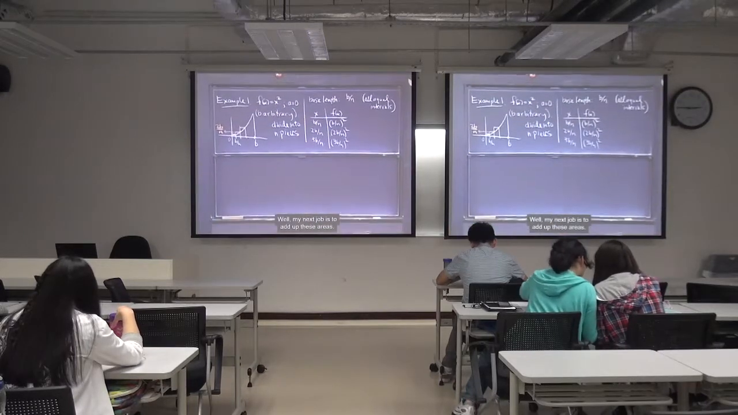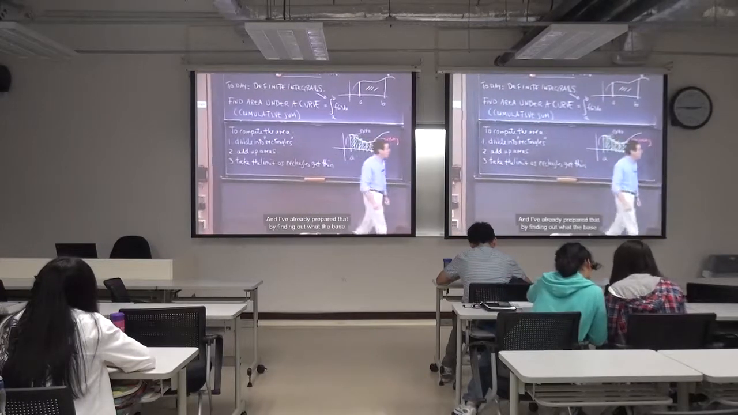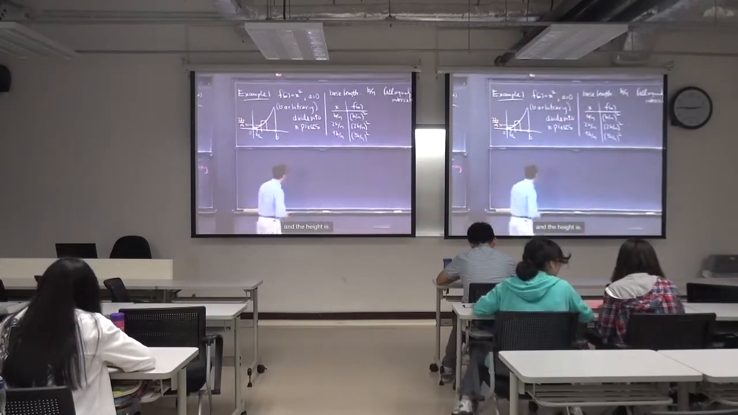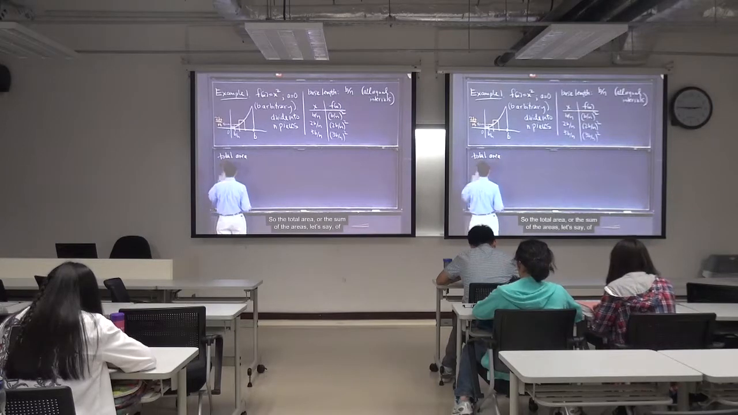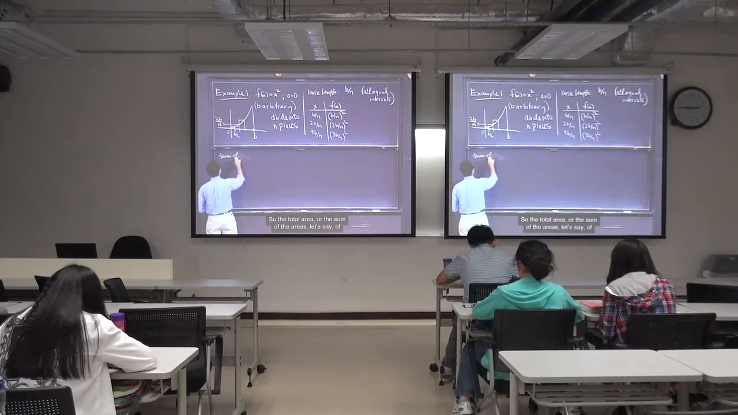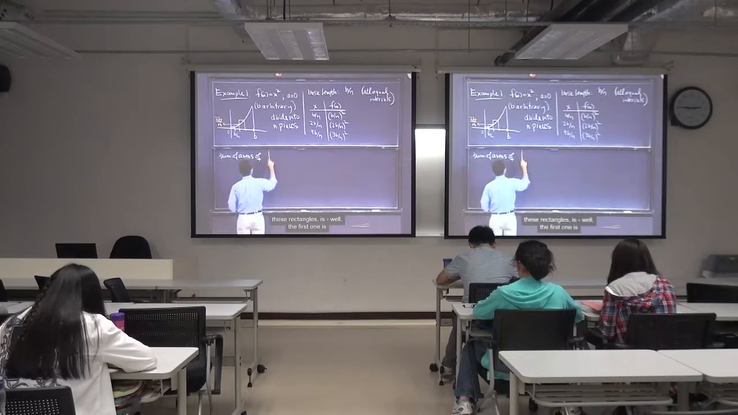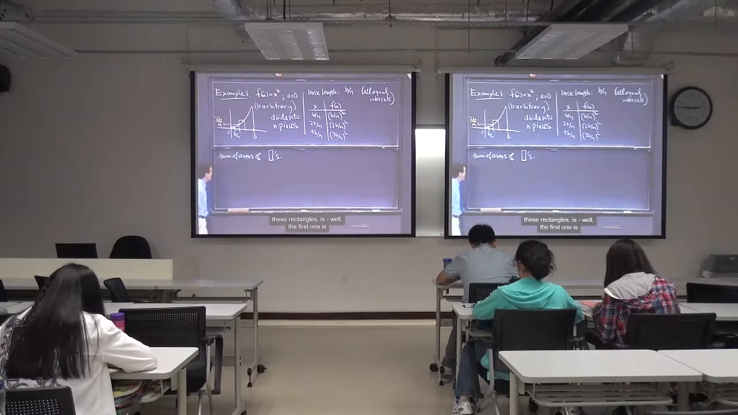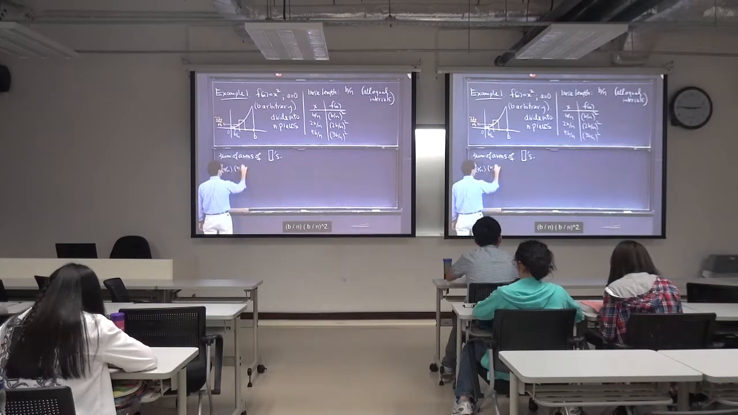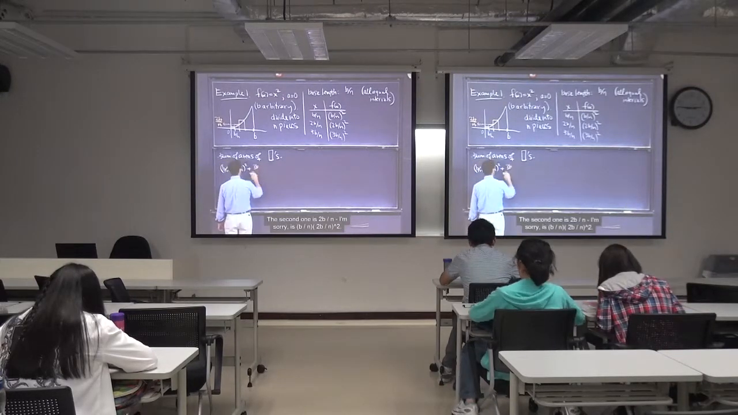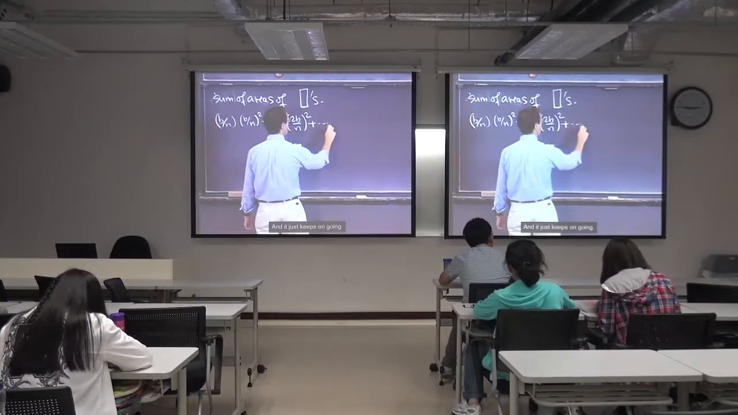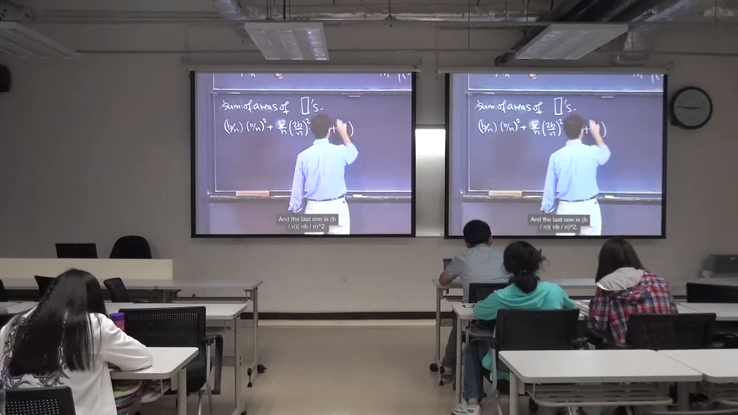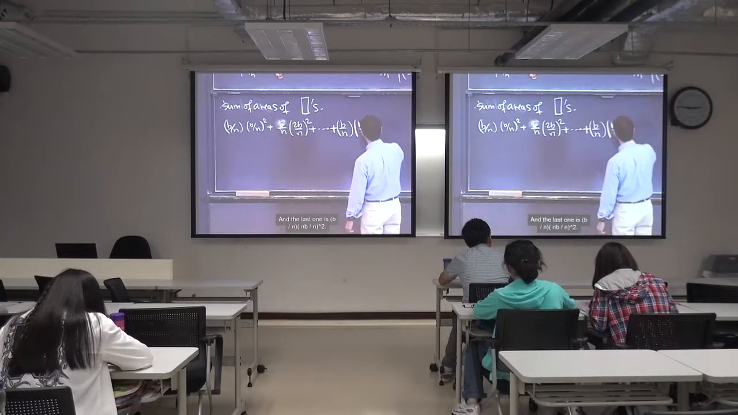And so, well, my next job is to add up these areas. And I've already prepared that by finding out what the base and the height is. So the total area, or the sum of the areas, let's say, of these rectangles is, well, the first one is b over n times b over n squared. The second one is, I'm sorry, b over n times 2b over n squared. And it just keeps on going. And the last one is b over n times n b over n squared.